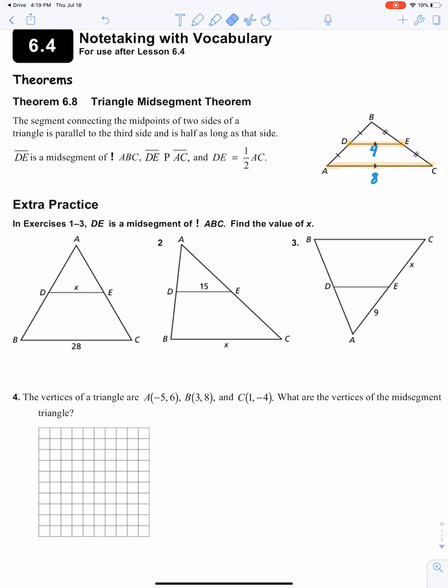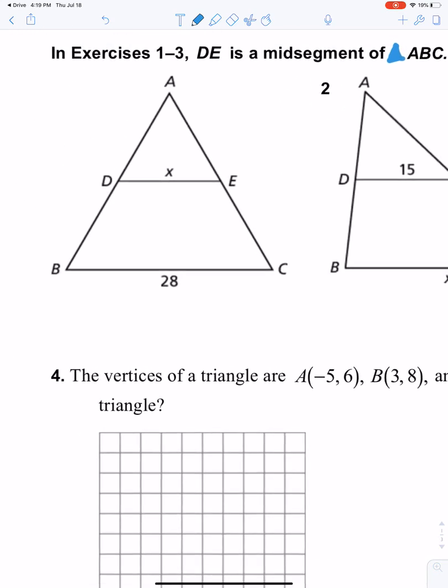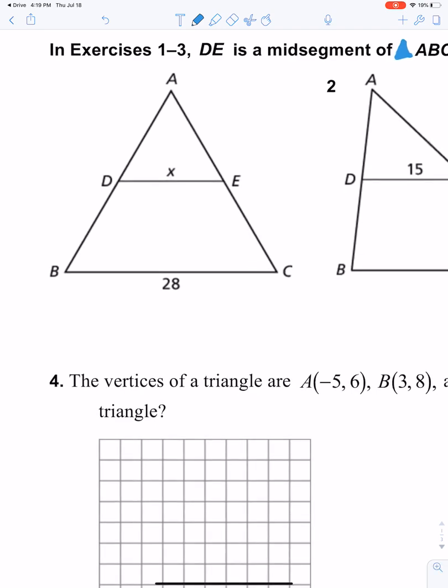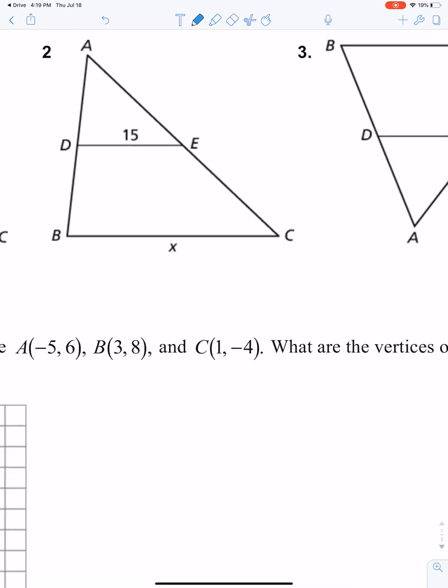So in exercises 1 through 3, DE is a mid-segment of triangle ABC. Find the value of x. If DE is a mid-segment of BC, DE is equal to 1/2 of BC, which is 28. So DE, half of 28, is equal to 14. In this case, DE is equal to 15, so BC is going to be equal to 2 times DE, which is 15. So BC is equal to 30.